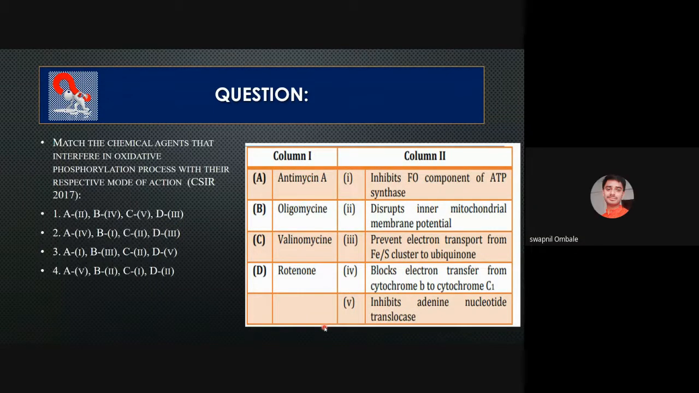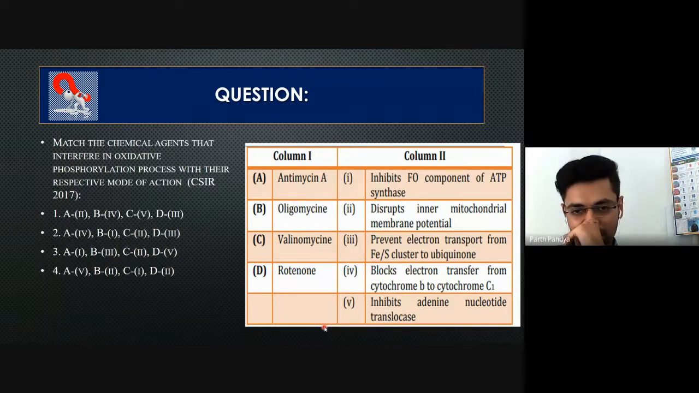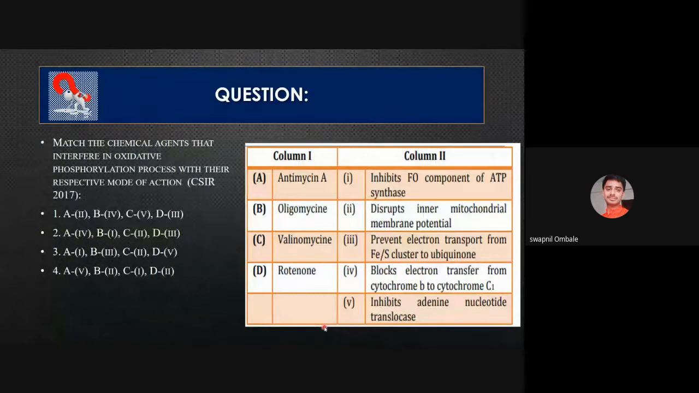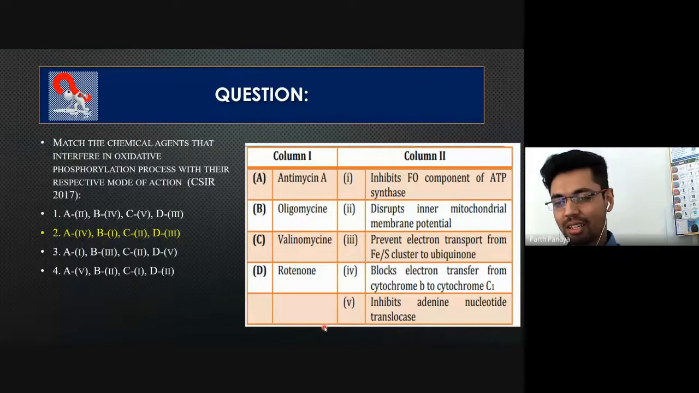Yes. Sir, B is the answer. B is the answer. Second one. Yeah, Swapnil, why? Sir, I don't know about the other options, but I know oligomycin inhibits the F0 component, and that's why the name is given with that O. Basically, the name is given F0. That's what I know. Exactly.